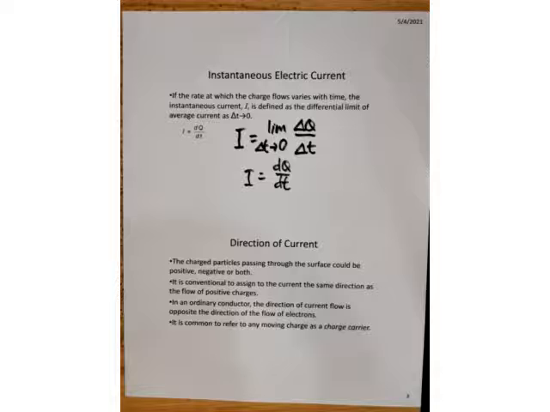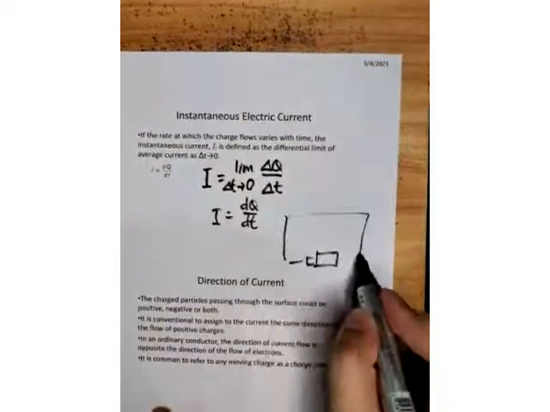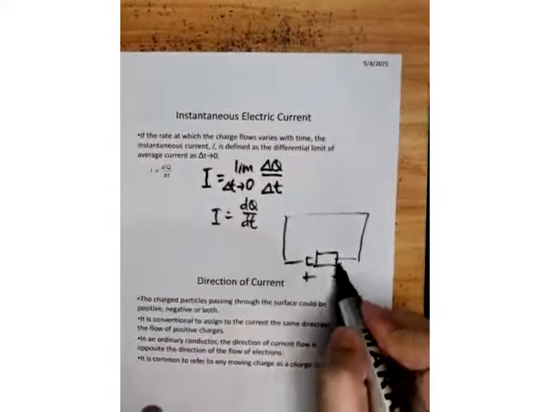So, if the positive charges are the electrons, whatever the direction of the electrons, that becomes the direction of our current. In an ordinary conductor, the direction of current flow is opposite the direction of the flow of electrons. Okay, so this is the difference between conventional and electron flow. In reality, what actually moves are the electrons. If we have a battery and a wire, this is the positive and this is the negative. In electron flow, the motion is of the negative charges.